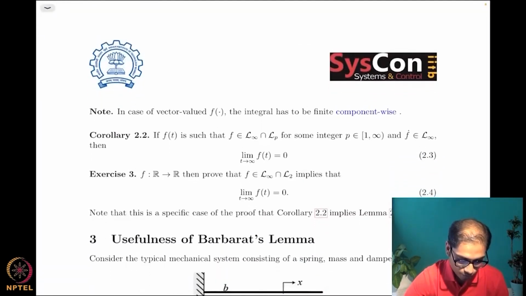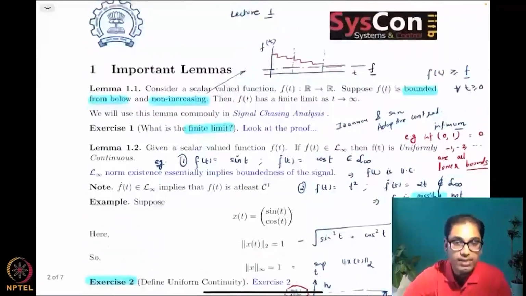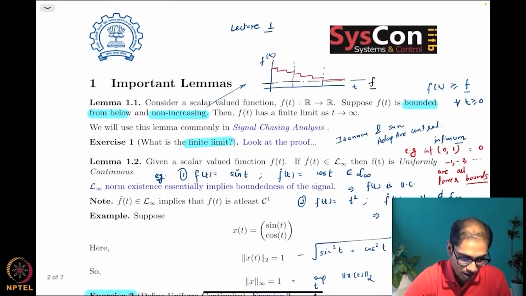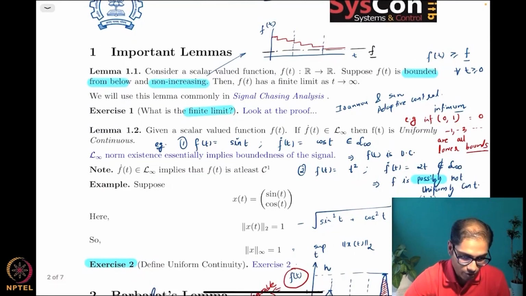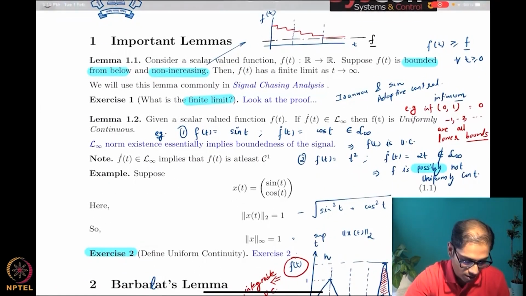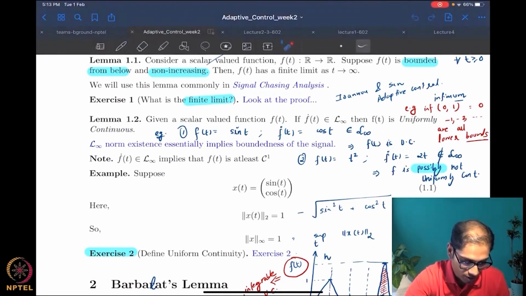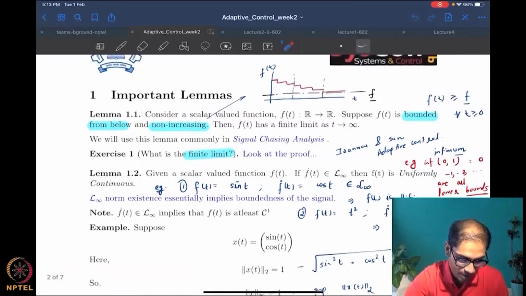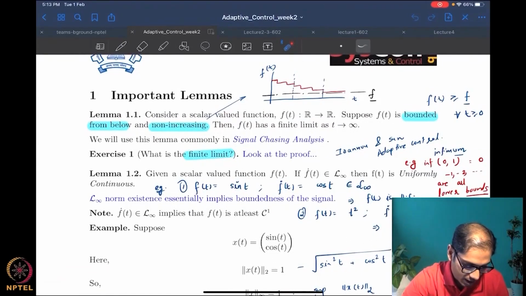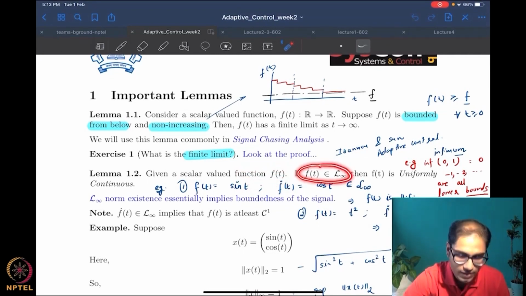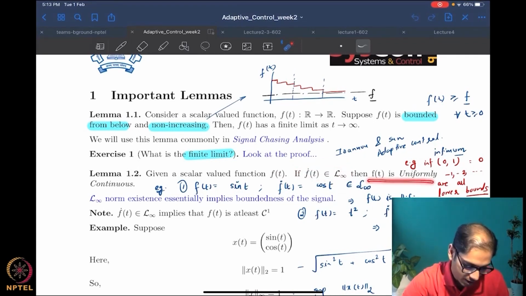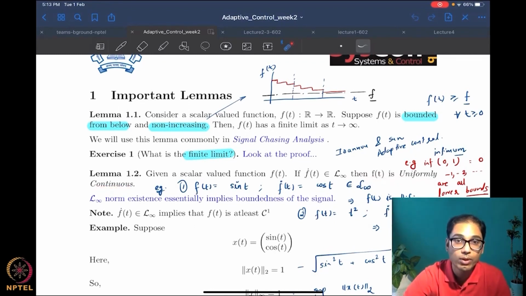Last time we started by studying a few important lemmas. The first one being on convergence of certain functions. In this lemma we saw that if you have a function which is scalar valued and with a derivative which is bounded, then the function is uniformly continuous. All right, this was one of the lemmas.